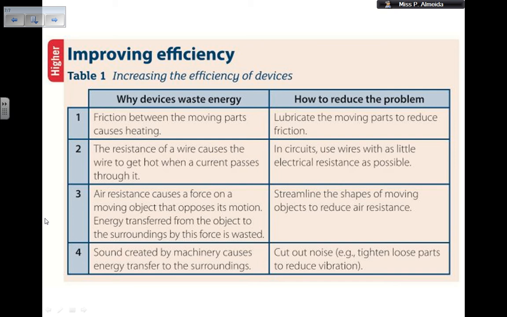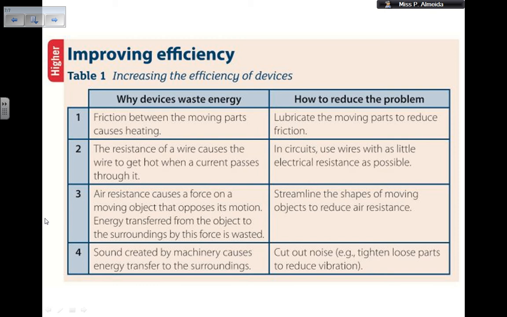Finally, sound created by machinery. This can cause energy to be transferred as waste to the surroundings, wasted as sound. So to cut out the noise, you can tighten some loose parts, because then you reduce the vibration. So these are just some examples of how you can reduce wasted energy and therefore improve efficiency.